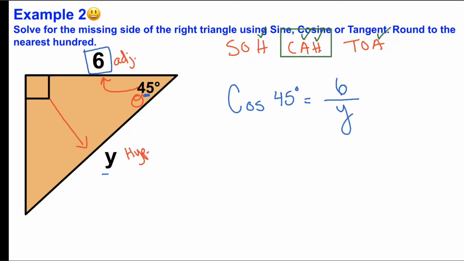Now, I'm going to continue to do our beautiful proportion. Okay. I write my cosine of 45 underneath 1 so that I can go ahead and do our beautiful cross multiplication.